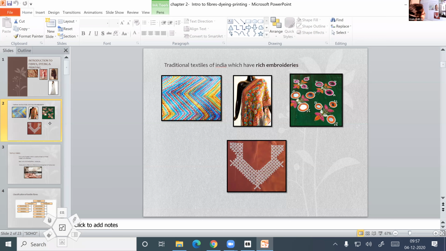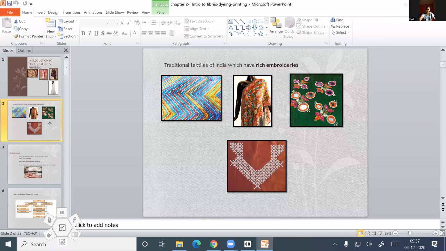Nidhi, Anna. I can't see you because of the glare from backside sunlight. It's okay. Have you seen Anna? Have you seen Phulkari work anywhere? Yes, ma'am. And mirror work. Everyone has seen mirror work, right?